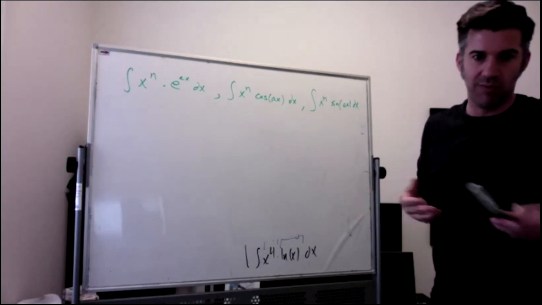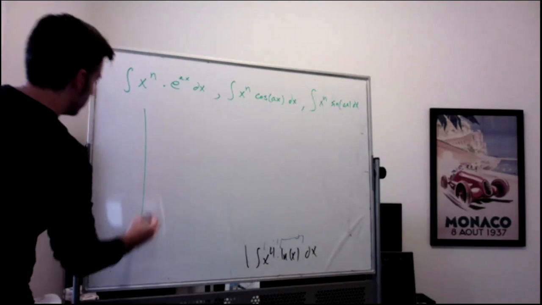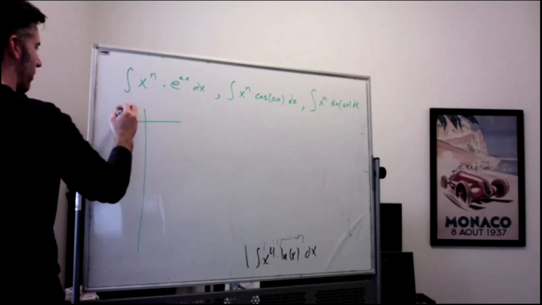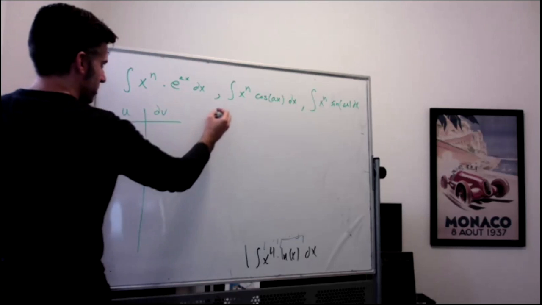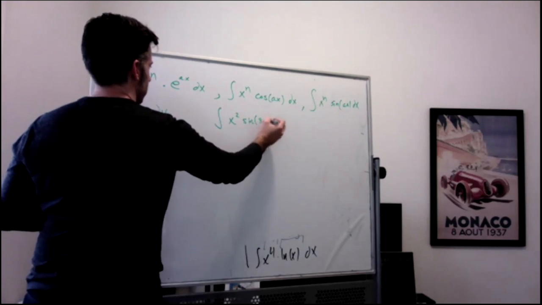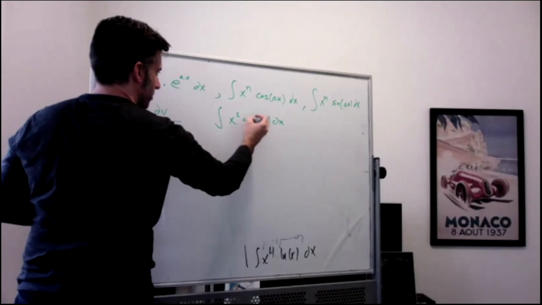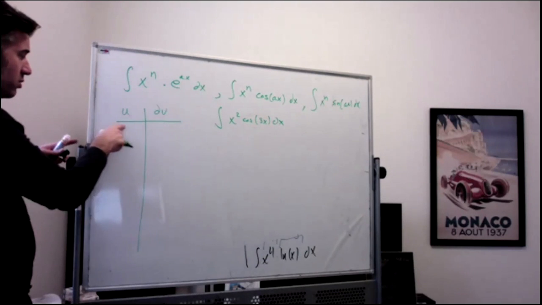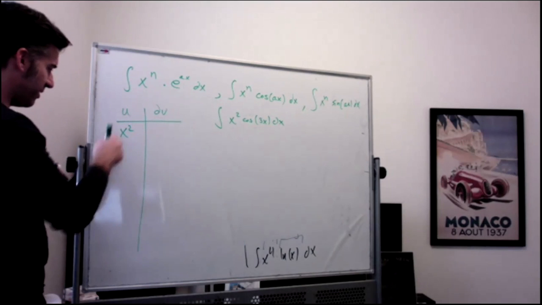because you're making a table. So here's the table I'm going to make. I'm going to make a list of my u values and my dv values. And for my integral, which was the integral of x to the second sine of 3x, right? Oh, sorry, cosine of 3x. You're going to make your u table. You're going to start with your first pick for u. And then you take all the derivatives.